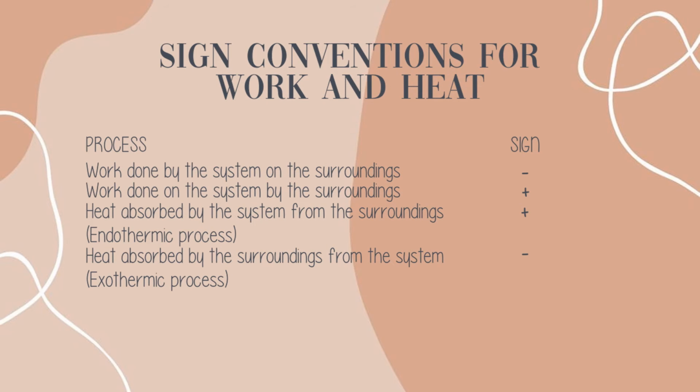Before I give you an example, these are the sign conventions for work and heat we need to consider. When the work is done by the system on the surroundings, the sign is negative. When the work is done on the system by the surroundings, the sign will be positive. When the heat is absorbed by the system from the surroundings, or what we call the endothermic process, the sign is positive. And when the heat is absorbed by the surroundings from the system, or the exothermic process, the sign will be negative.